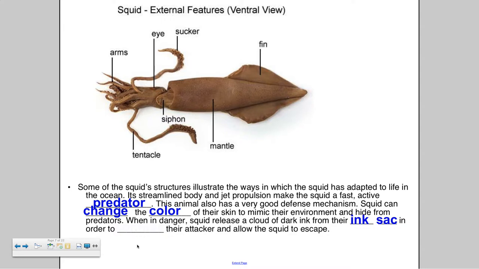Escape their attacker? That could be. You could put that word there if you want. Or confuse. Escape or confuse. Continue reading. Good. So you don't want to put escape there because you already have them escaping here, so they kind of confuse them. No. It's just something to be able to cloud their vision. All right? Any questions? Okay.